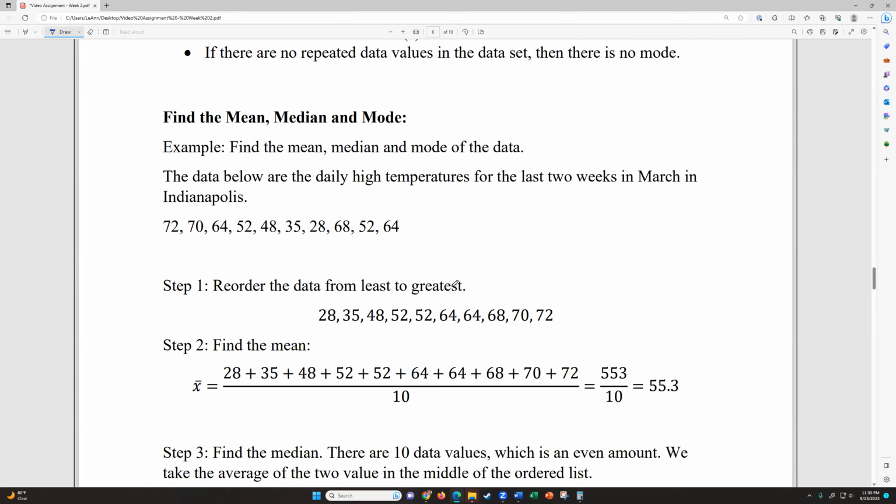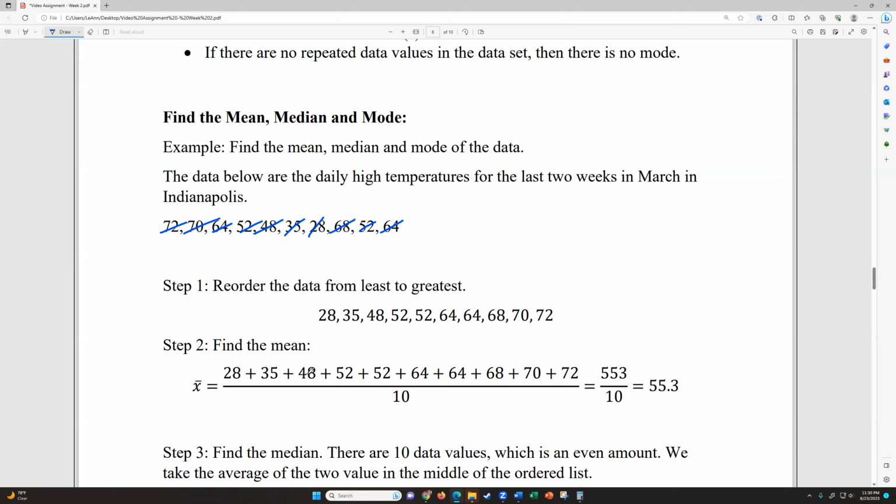So I first reordered my data set from least to greatest. And as I did that, I marked them off so I know that I've got them all. So 28, then 35, didn't have any more 30s, so I went to 48, then 52. I had 2 of those, so I wanted to make sure I wrote both of them. Then I had 2 64s, a 68, a 70, and a 72. That helps me visually see I got all the numbers. Also, you could just count how many you have and make sure you still have that many.